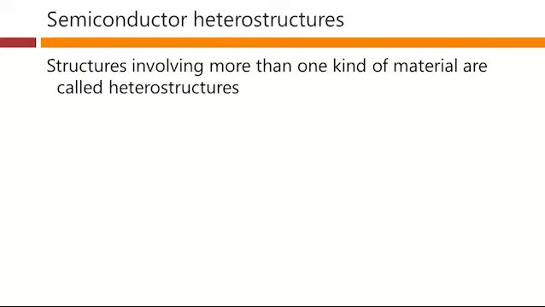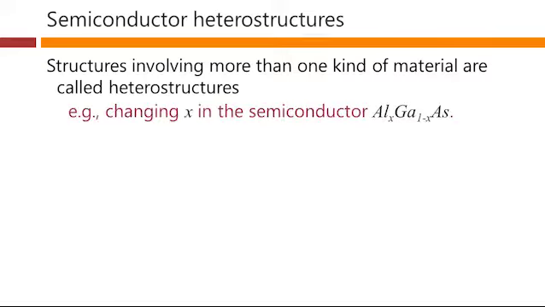Structures involving more than one kind of material are called heterostructures. Hetero is the Greek word for different. For example, we could be working with different semiconductor materials, such as the alloy semiconductor aluminum gallium arsenide, in which we can vary the relative amounts of aluminum and gallium. So x is the fraction of the group 3 elements in this material that are the aluminum atom, and 1 minus x is the fraction that are the gallium atom.